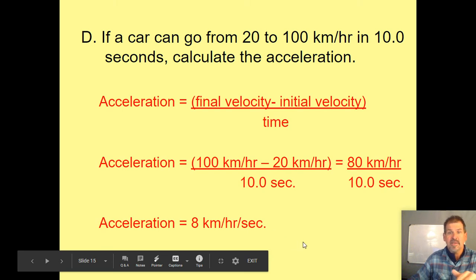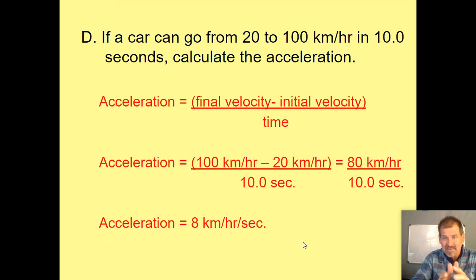That means every second the car is going 8 kilometers per hour faster. So in the first second, it's going 8 kilometers per hour faster than it was the previous second. And the next second, it's going 8 kilometers per hour faster again.